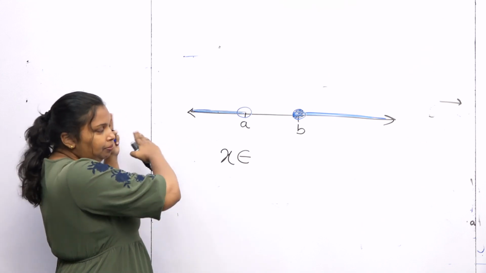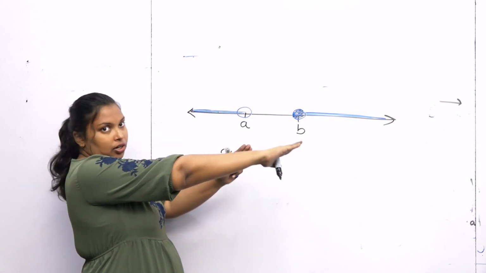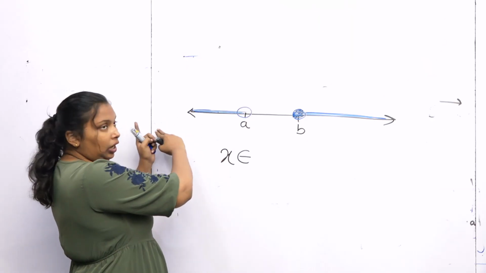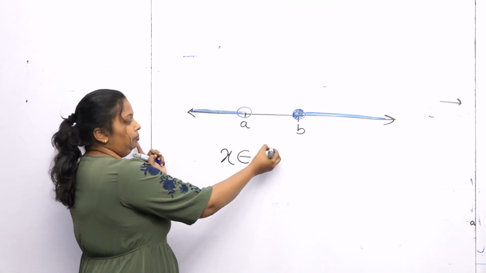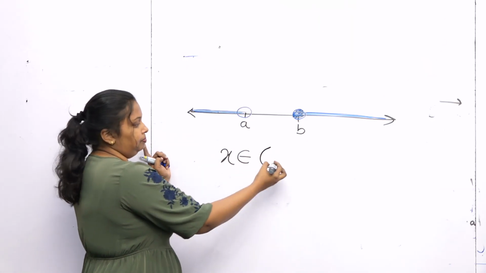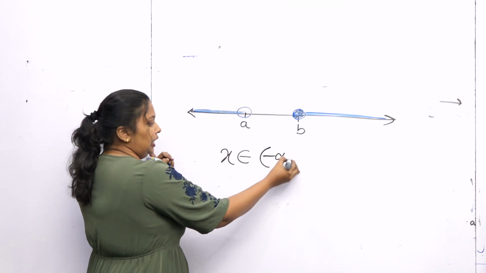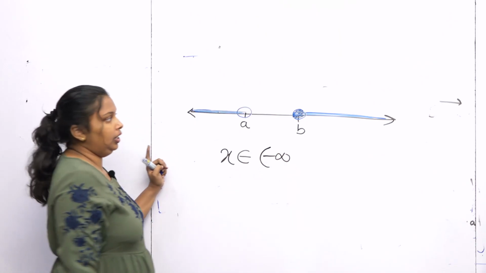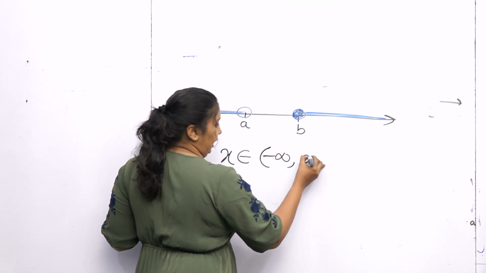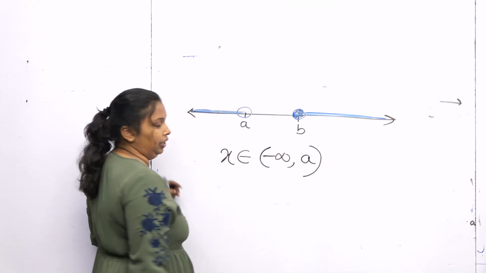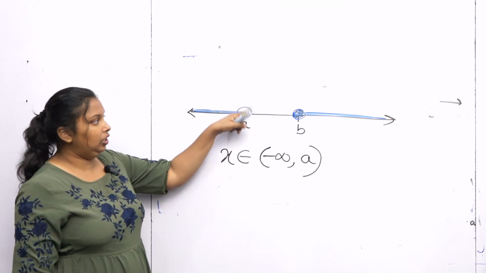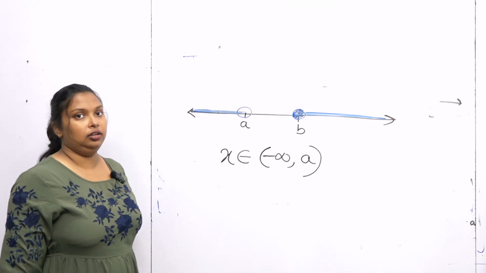We start from the left hand side and move this way. Right? So who is here? Minus infinity. Open parenthesis. Minus infinity. Okay? To a, without a, open interval. We can't include it, because it is a circle. You can't include a.